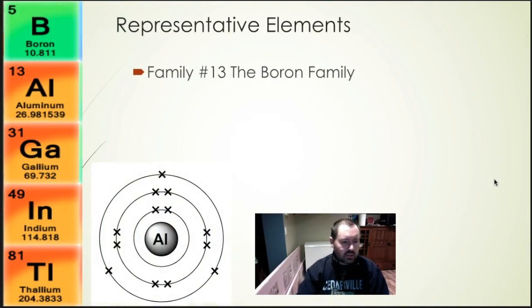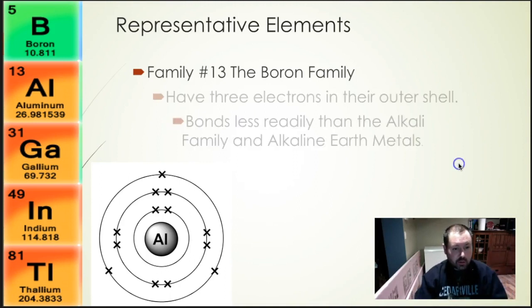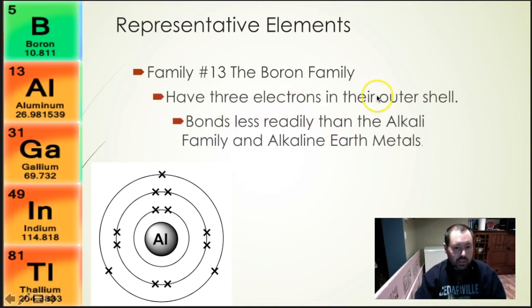Let's go to the next one, family number 13, and you're probably thinking, what happened to families 3, 4, 5, 6, 7, 8, 9, 10, 11, and 12? Well, remember, those are transition elements. We don't care about those right now. So family number 13, the boron family. Pop quiz, how many valence electrons does boron have? 3, because it's in family 13. So they all have 3 electrons in their outer shell. They don't bond as easily as family number 1 and family number 2, but they will give up some electrons in order to bond.